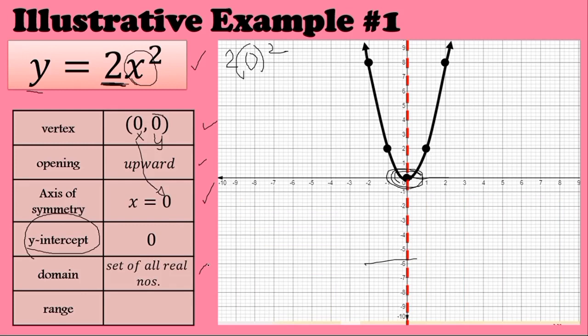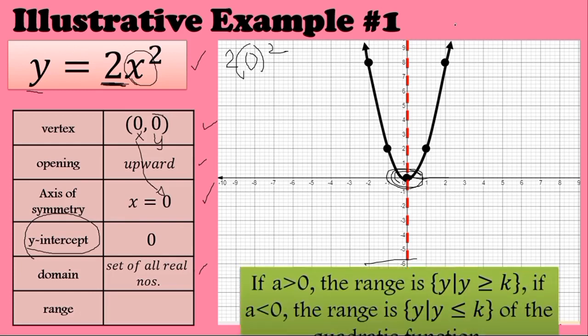Meaning to say, if you will set up a table of values, you can write any value of x and then solve for the value of y because x, or the domain, is the set of all real numbers and it's an independent variable. Now, range pertains to the value of y. Now, what would be the value of y in this parabola?